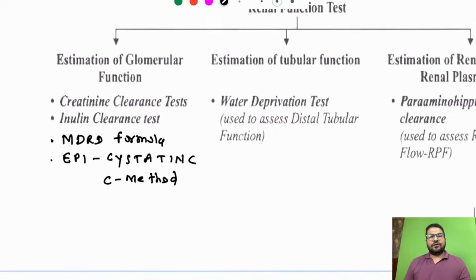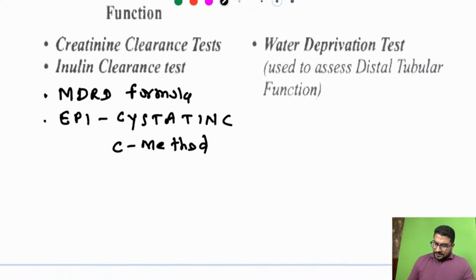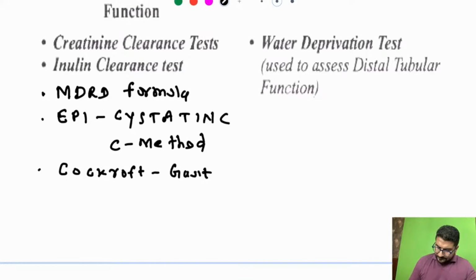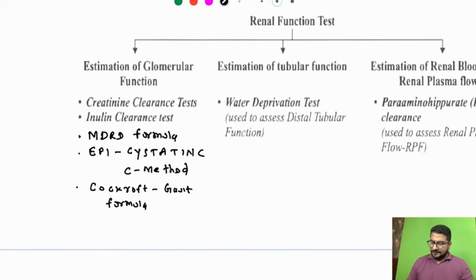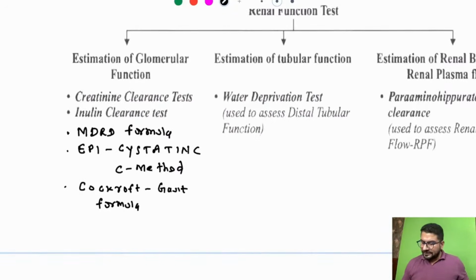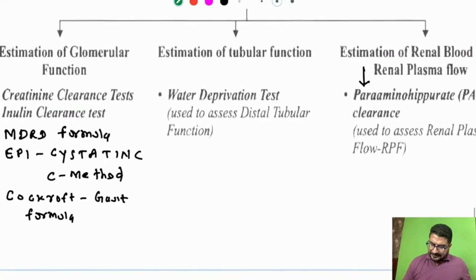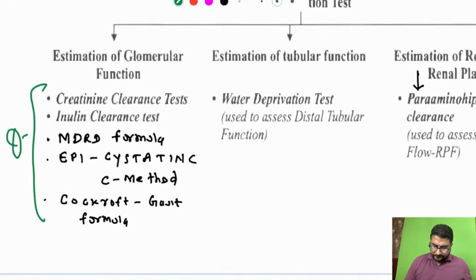ट्यूबुलर फंक्शन के लिए वी हैव वाटर डिप्रीवेशन टेस्ट. ओके. GFR निकालने के लिए एक ओल्ड फार्मूला, वी हैव एन ओल्ड फार्मूला दैट इज कॉल्ड कोक्रॉफ्ट-गोल्ट फार्मूला. So this is for GFR. Now understand, for tubular function we have water deprivation test, and for plasma flow we can estimate by renal plasma para-aminohippuric acid. So these are the MCQs which they ask in exam.